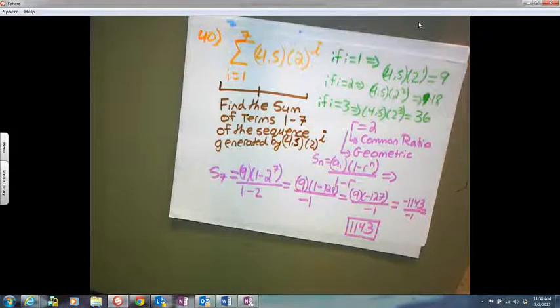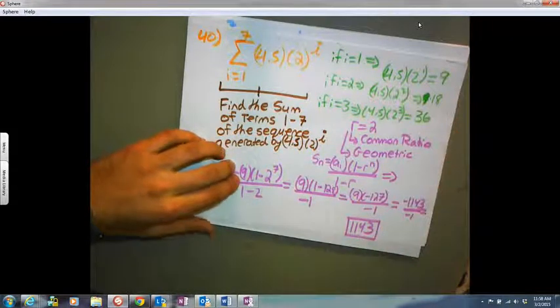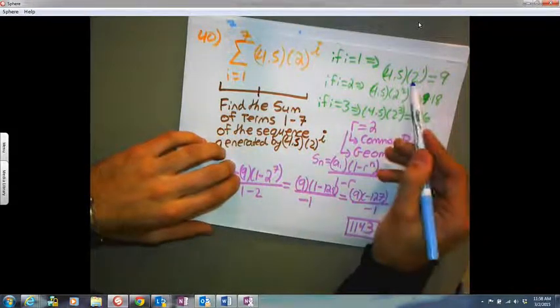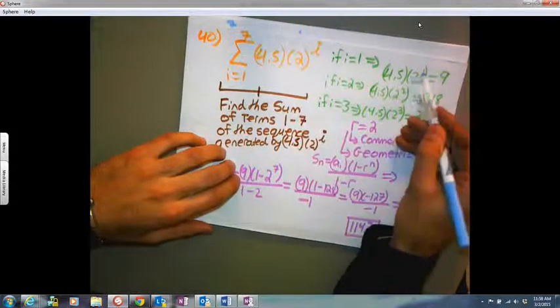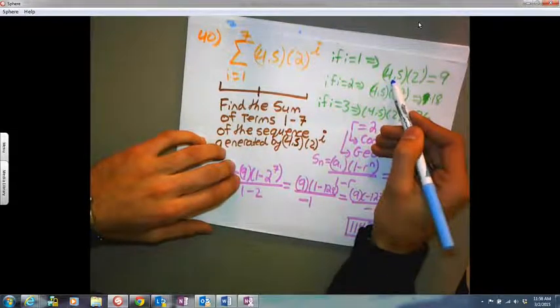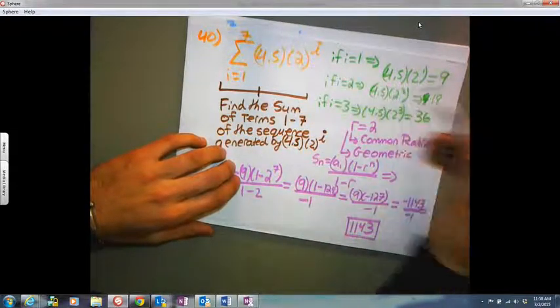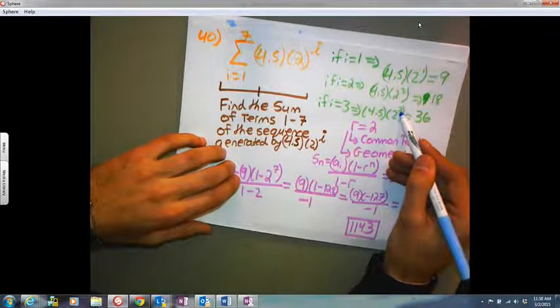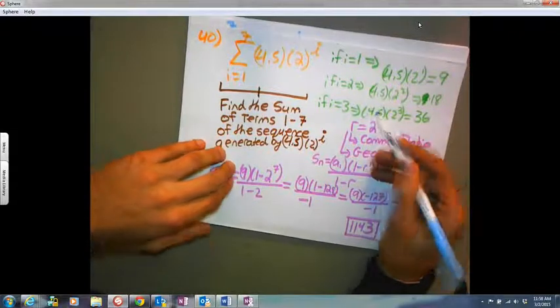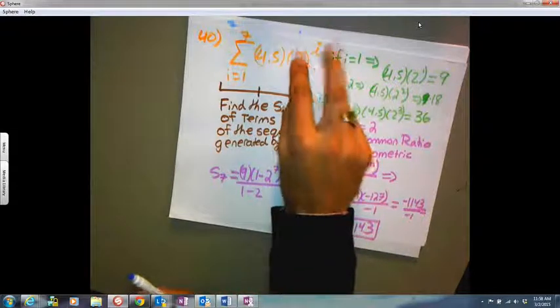And then I found the terms, identified the pattern. If you notice, when I calculated each term, I plugged in 1, 2 to the first power was 2, then I multiplied by 4.5. Second term, plugged in 2, 2 squared 4, then multiplied by 4.5. Third term, plugged in 3, 2 cubed 8, then multiplied by 4.5. What I'm beginning to notice is every term was calculated by 2 to the power and then multiplied by 4.5.